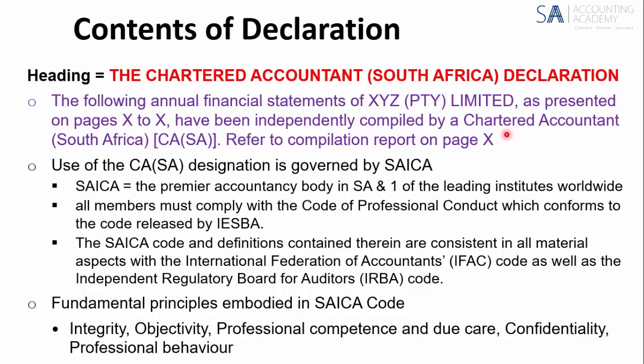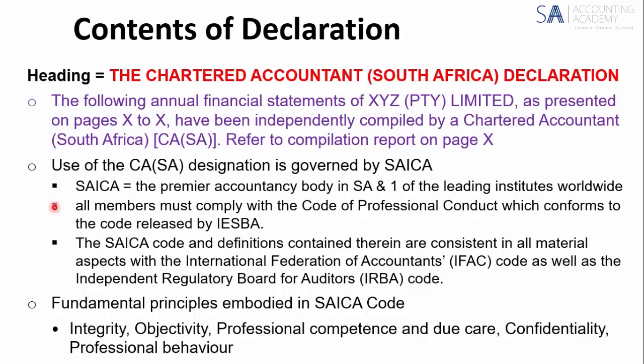They also go on to then state that the use of the CA designation is governed by SAICA. And SAICA then, they say, is a premier accountancy body in South Africa and one of the leading institutes worldwide. All right. I think we are behind the Institute of Chartered Accountants in England and Wales, and sometimes Australia and New Zealand. I think we're among second or third in the world. So it is a very prestigious brand.